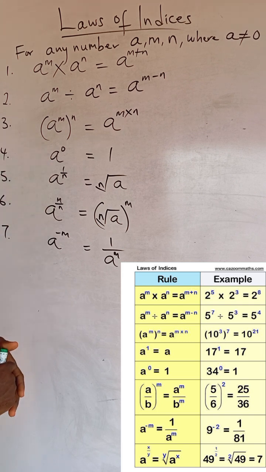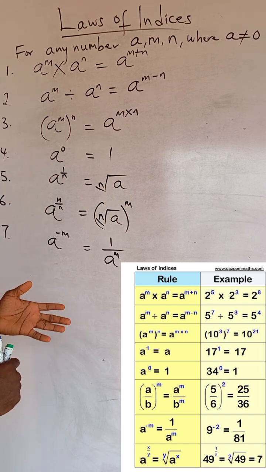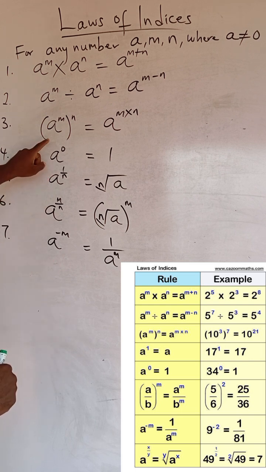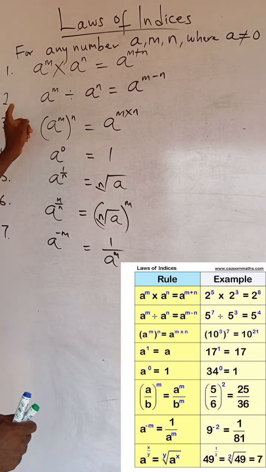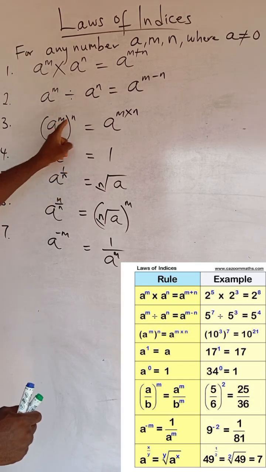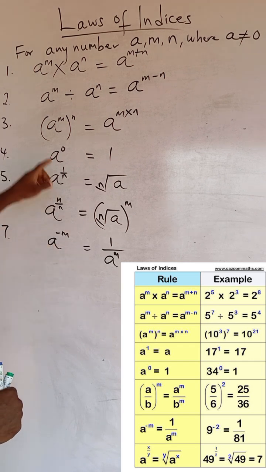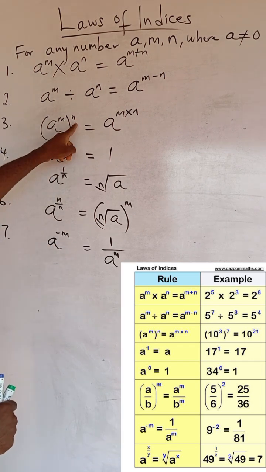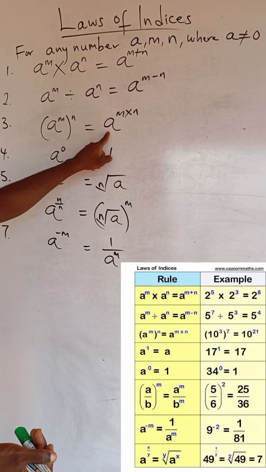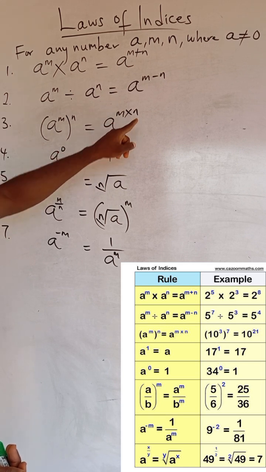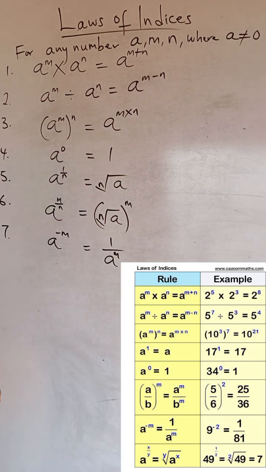Then the third one is the power law, or index of index. That is when you have a value raised to power carrying another power, or when a value carrying a power is raised to another power, the powers are going to multiply themselves. You can see that a is raised to power m, or raised to power n. So you just have it that it's going to be equal to a raised to power m times n. So that is the power law, or index of index.